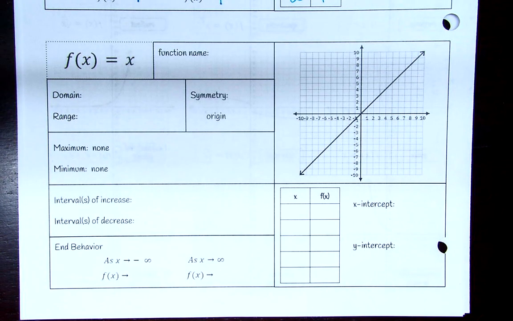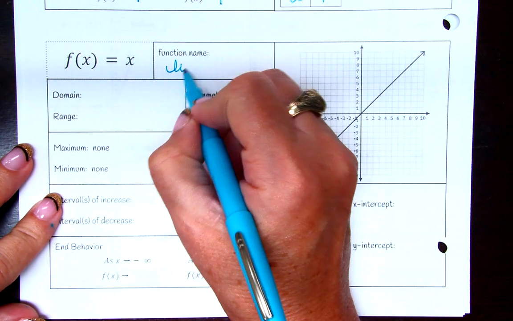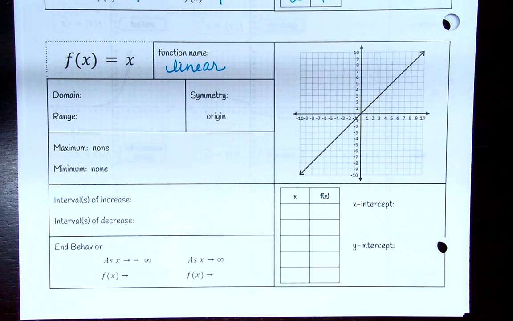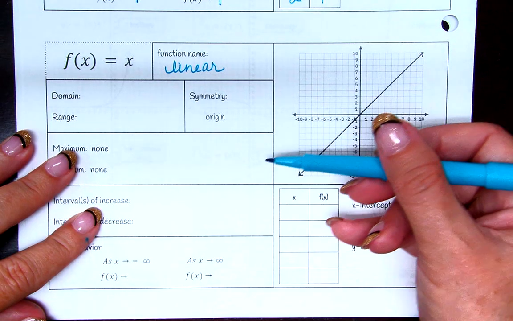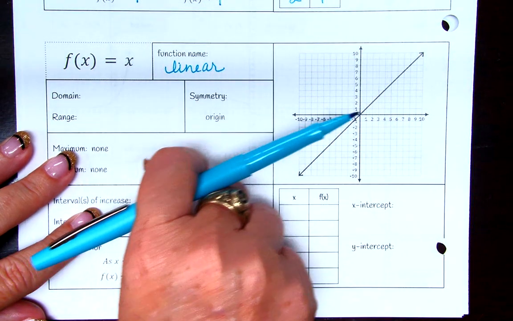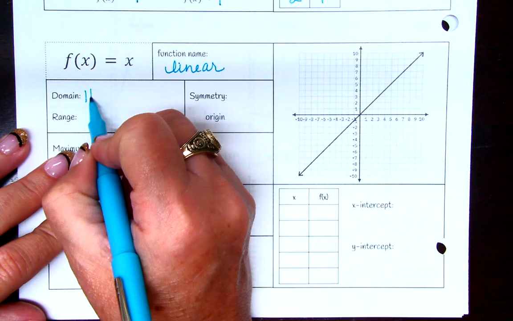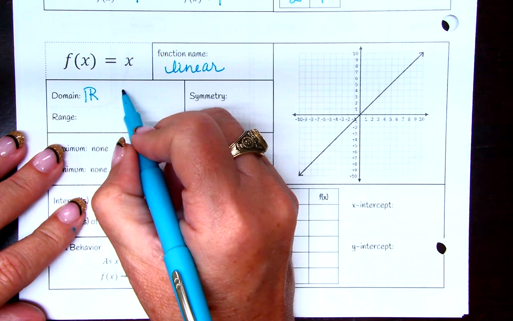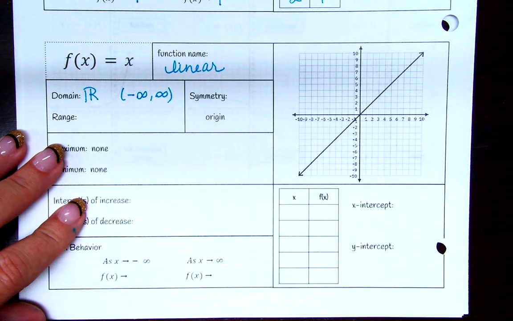What's this next function called? y equals x is definitely linear. So how far to the left does this graph go? All the way. And how far to the right does it go? All the way. So, all real numbers. That's our inequality notation. And then I need my interval notation to be -infinity to +infinity.